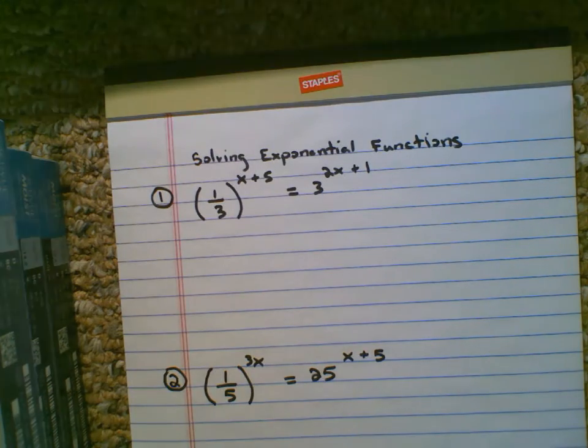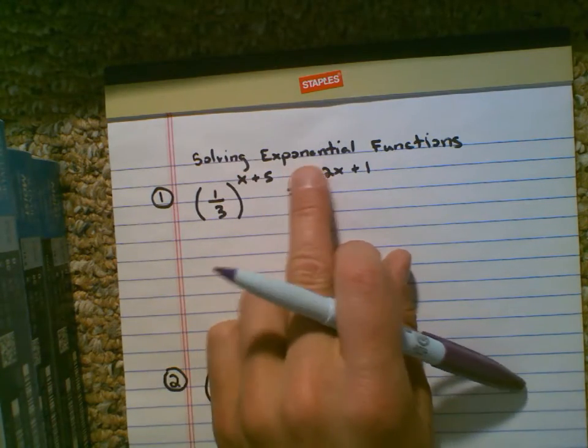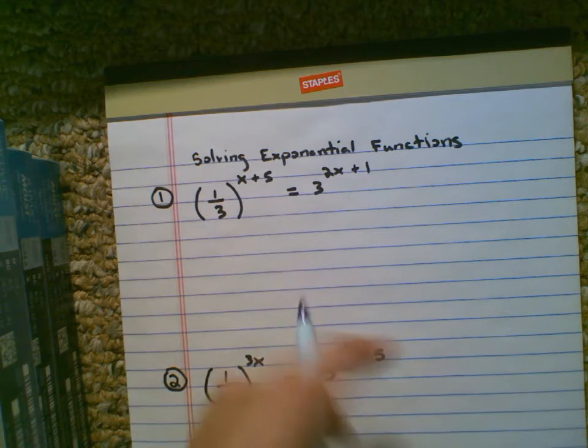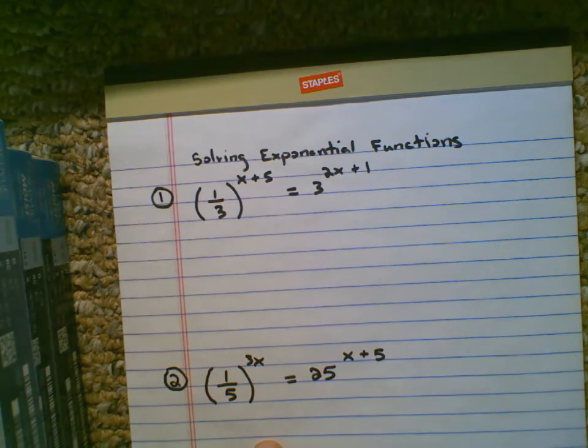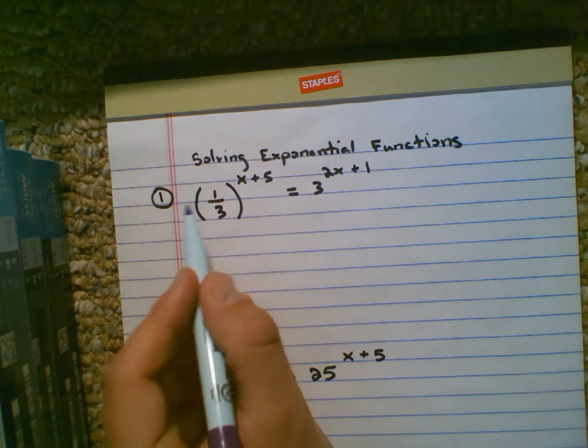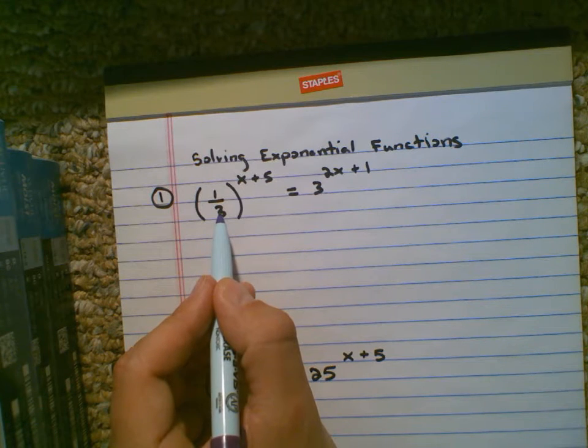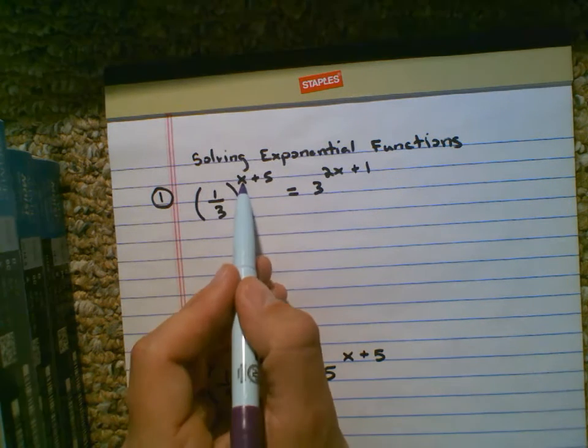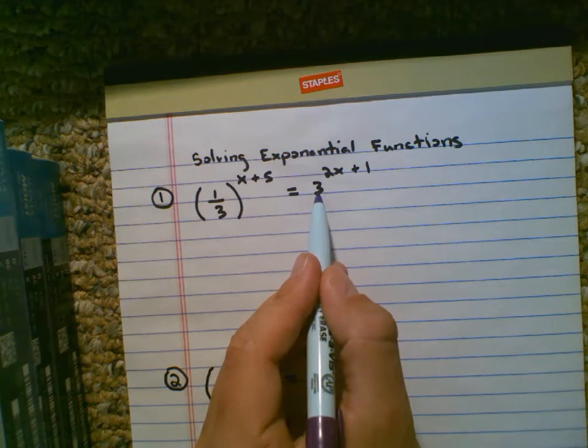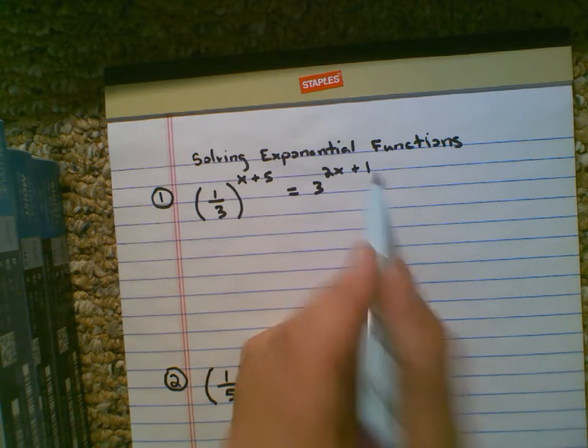In this video, we're going to keep talking about solving exponential functions, but we're going to look at some tougher examples. All right, in number one, I have 1 divided by 3 taken to the x plus 5 equals 3 raised to the 2x plus 1.